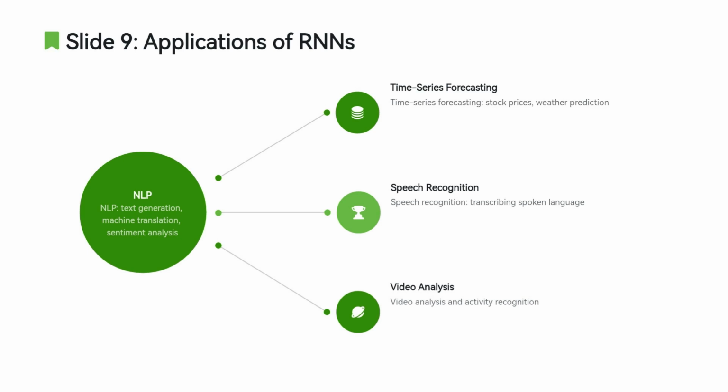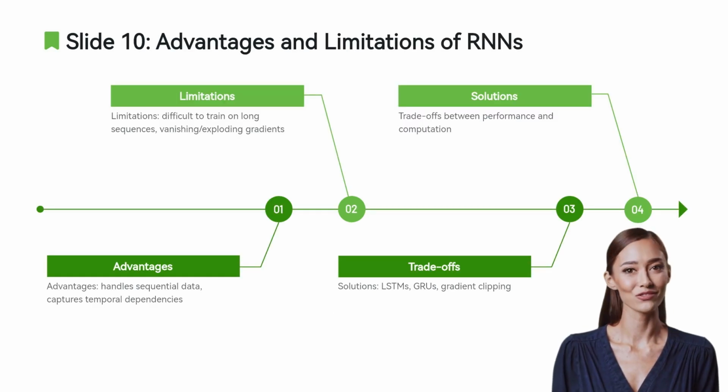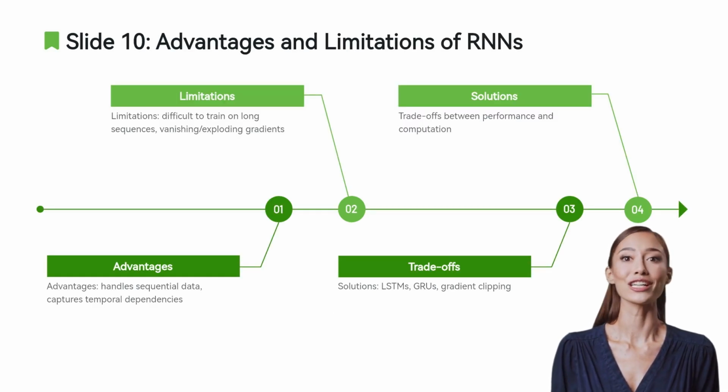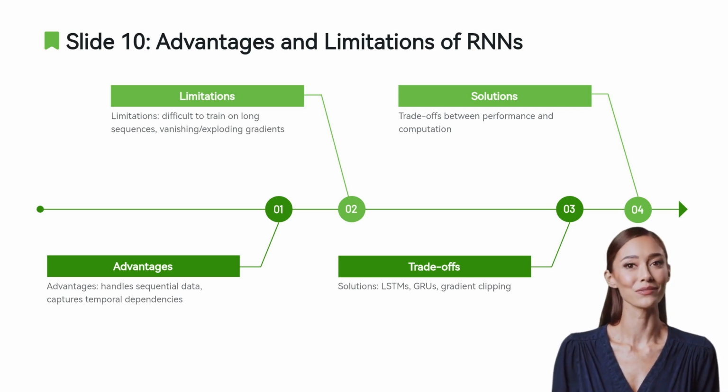RNNs are also used for video analysis and activity recognition, where the temporal sequence of frames helps detect actions or events in video data. RNNs have several advantages when working with sequential data, as they are designed to capture temporal dependencies between elements in a sequence. Unlike traditional neural networks, which treat inputs as independent, RNNs can remember information from previous time steps and use it to inform future predictions.